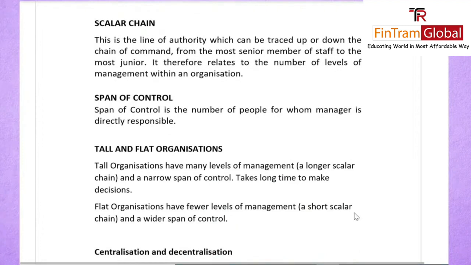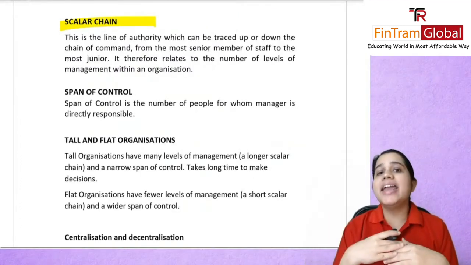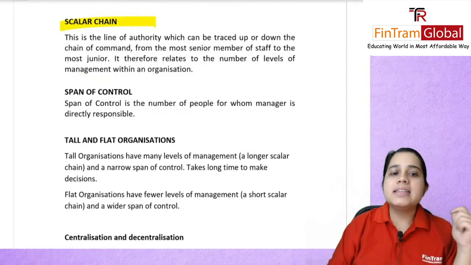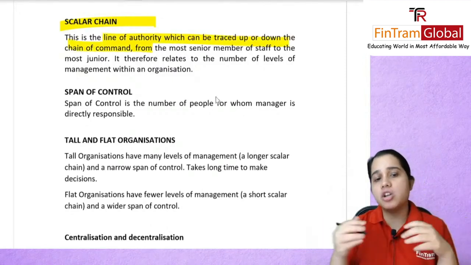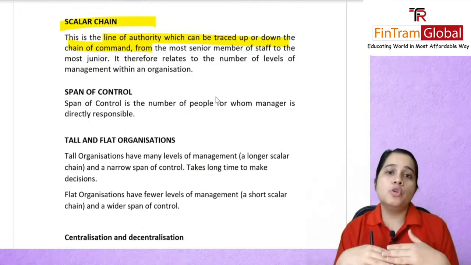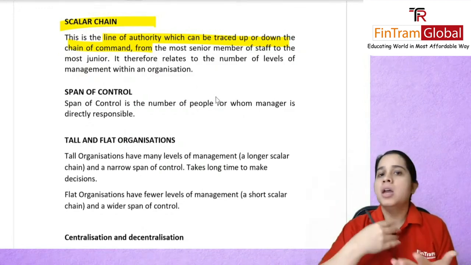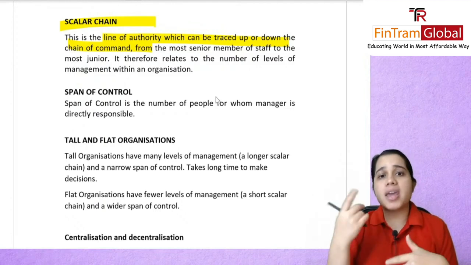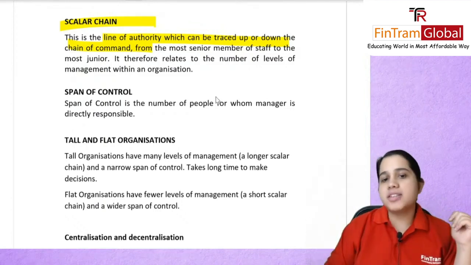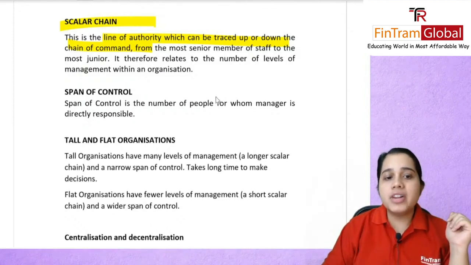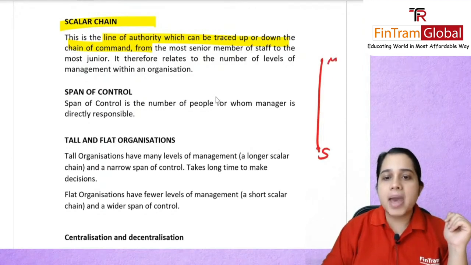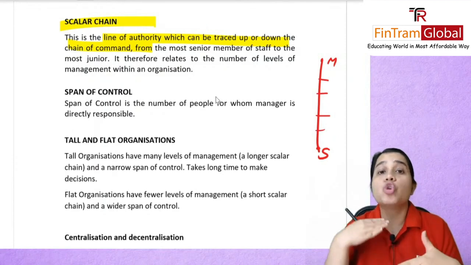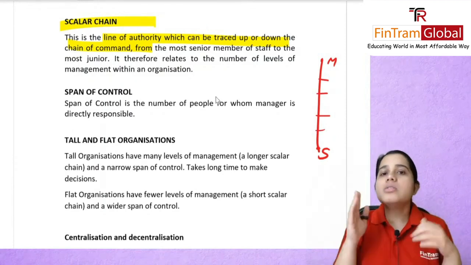Next, we will talk about the scalar chain. Now, what is scalar chain? This is basically a line of communication, sort of, which is followed. This is the line of authority which can be traced up or down the chain of command, basically from your most senior member to your most junior member. So, let's say I'm a staff and I want to communicate to my manager, then I'll probably have to go through a chain, right? I'll go to my supervisor, he'll go to my AM, and then probably the manager. So that is known as your scalar chain. It refers to the number of levels of management within an organization. So let's say I'm a staff here and this is the manager. There will be so many levels that I probably have to go through in order to communicate to that person. So that is your scalar chain.